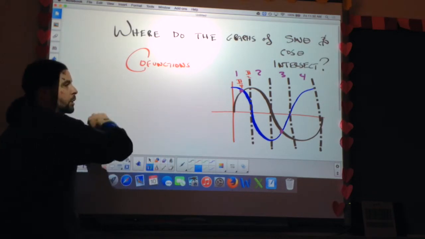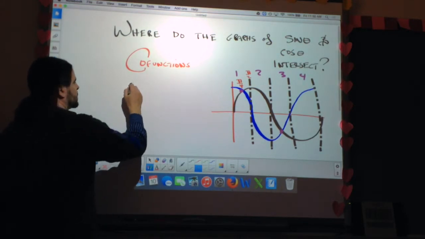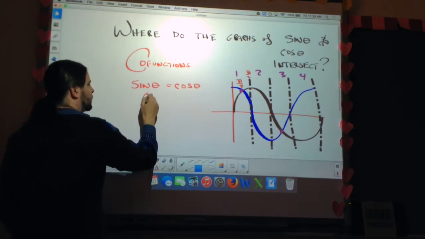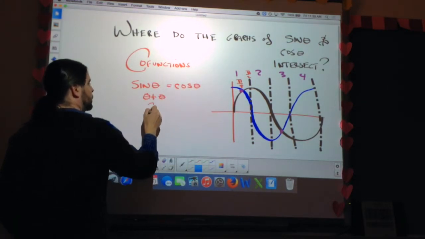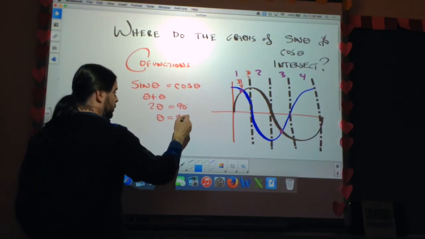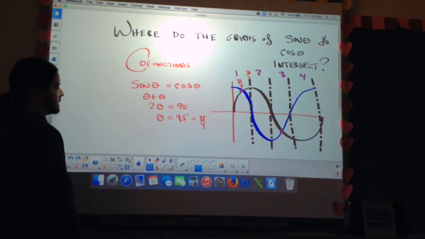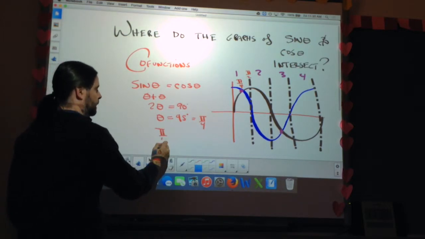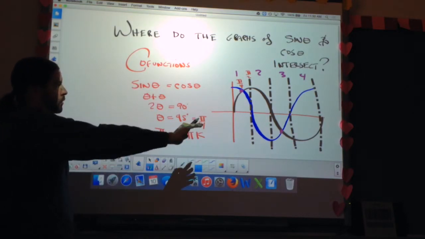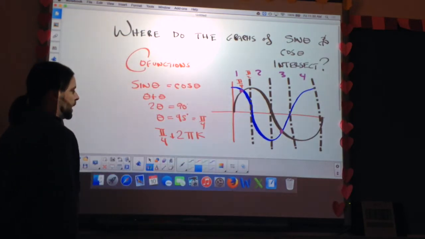I know that sine and cosine are cofunctions. So if they're equal, their angles add up to 90 degrees. So if the sine of theta equals the cosine of theta, then theta plus theta, or 2 theta, has to equal 90 degrees. And so theta has to be 45 degrees, or pi over 4. And I could say pi over 4 plus 2 pi k, because that's the period of sine and cosine. So over here, in the 5th quadrant, we will have gone around the circle, and they should meet again.